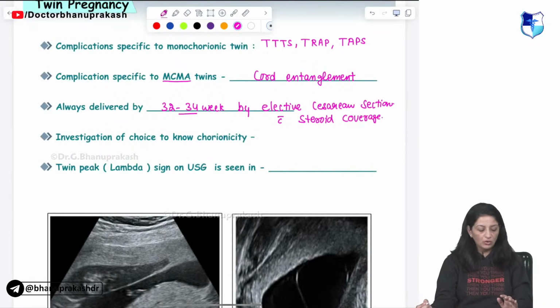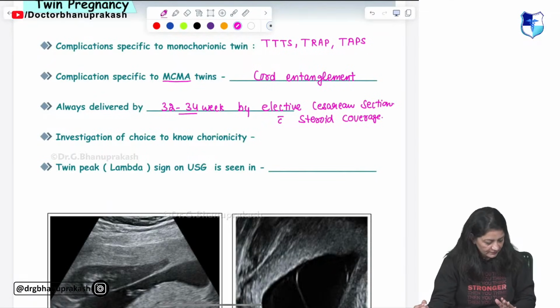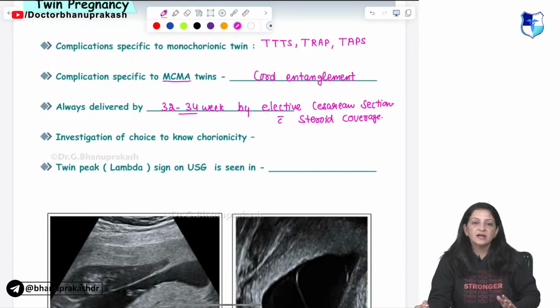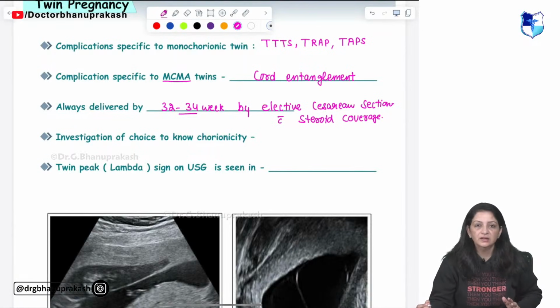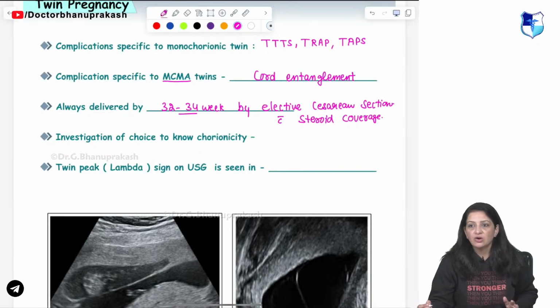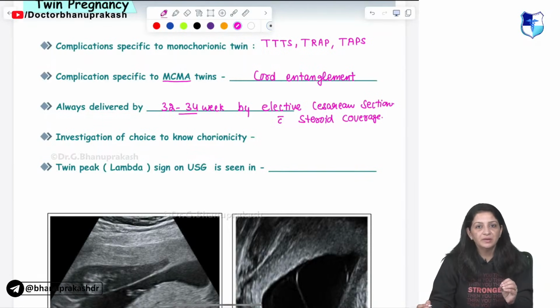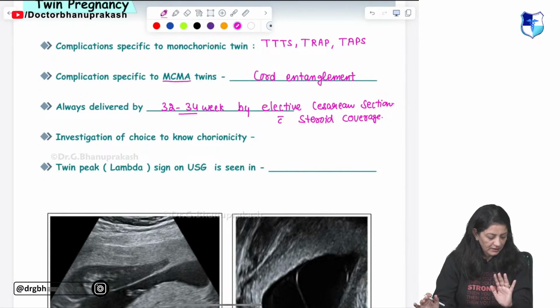In case of monochorionic, monoamniotic twins. Monozygotics are identical twins. Dizygotic are non-identical twins. So in case of dizygotic, sex could be both female or one female, one male, but in identical twins, sex will be the same. Blood group, same. Phenotype, same. Only fingerprints will be different in case of identical twins.